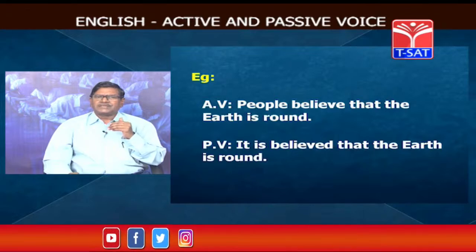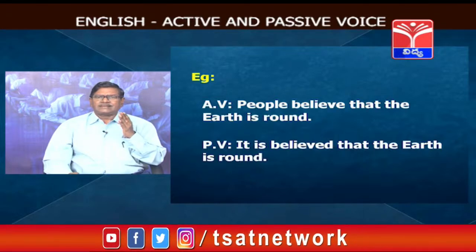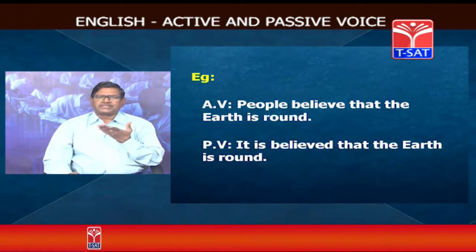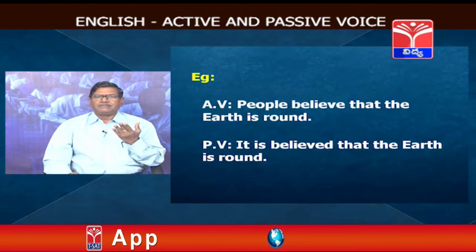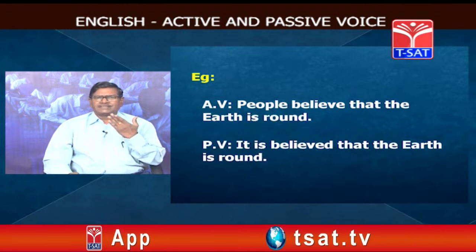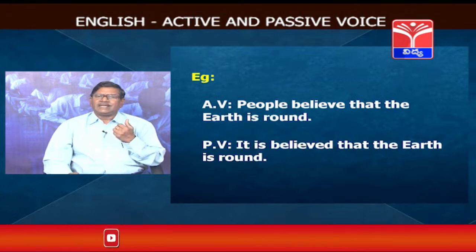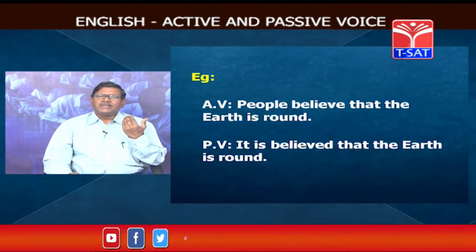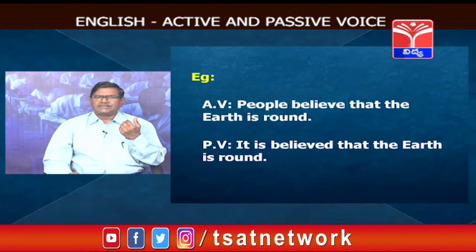So, what is the object here? That earth is round is the clause. People believe it. What is it? It is that the earth is round. Therefore, it is believed that the earth is round.